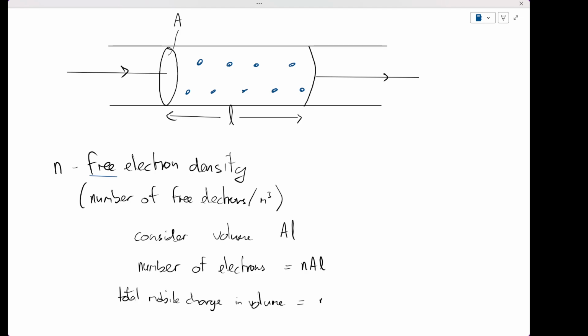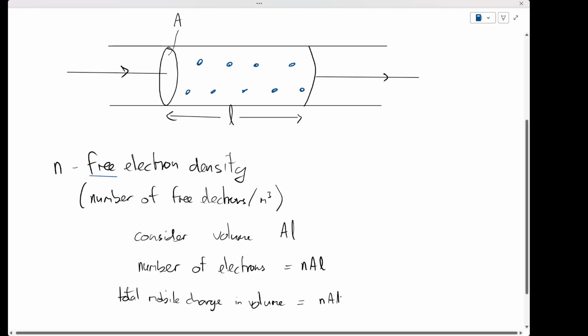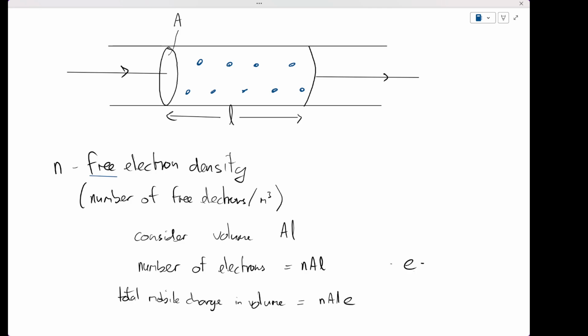So that will just be the number of electrons, nAL, multiplied by the charge on an electron, e. e is the fundamental charge. Arguably, the charge on an electron is minus e (1.6 times 10 to the minus 19 coulombs). That tells us the total charge that's able to move in this volume that we are considering.